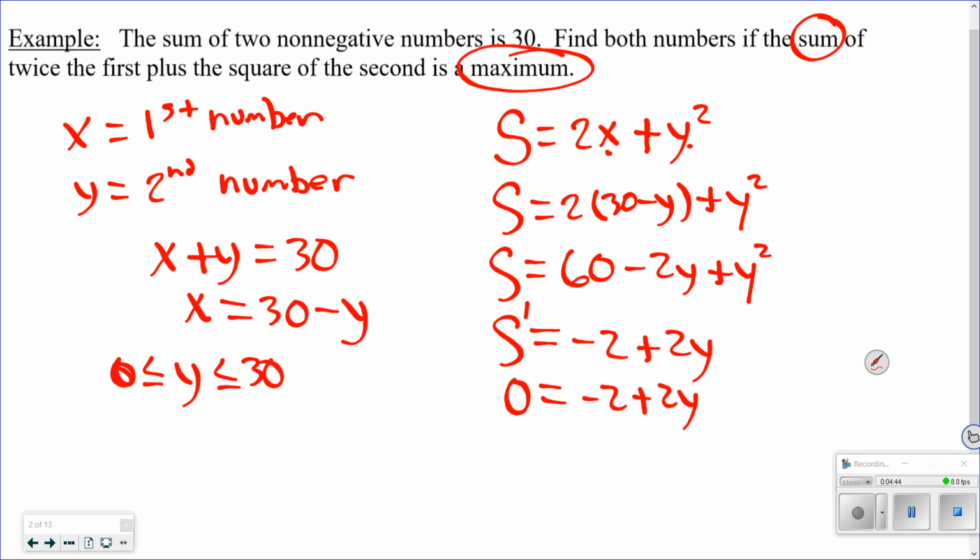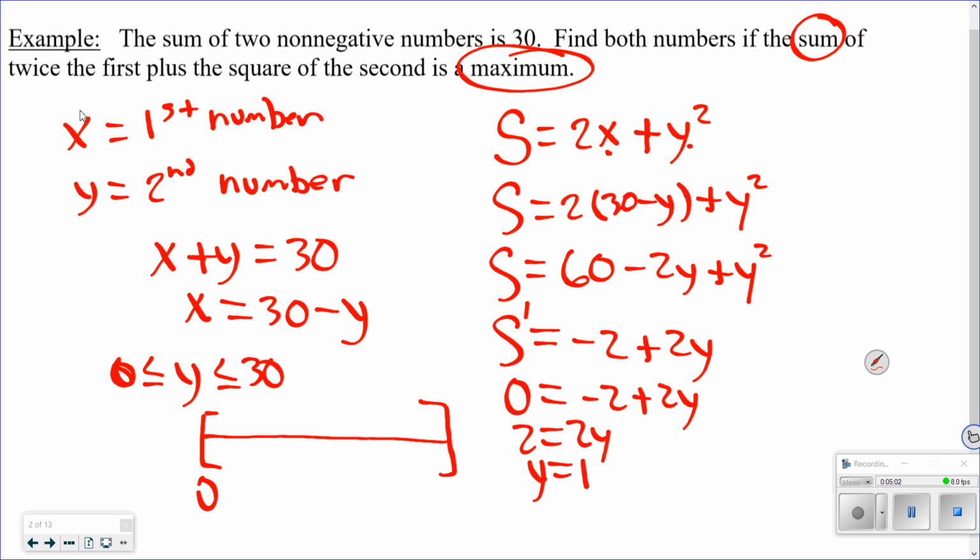Let's solve this. If I add the 2 over, I end up getting y is equal to 1. Okay, place this on your number line. So I'm going to go on my number line. Now before, remember our endpoints were open-ended. Now they're going to be closed. They're going to include 0. They're going to include 30. And then I have that critical number right there at 1.